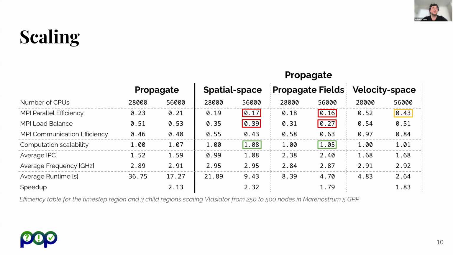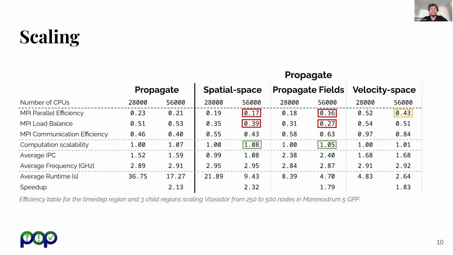If we look at the two different factors that compose this parallel efficiency, we can see that load balance, at 39%, is the worst one compared to communication efficiency at 43%.